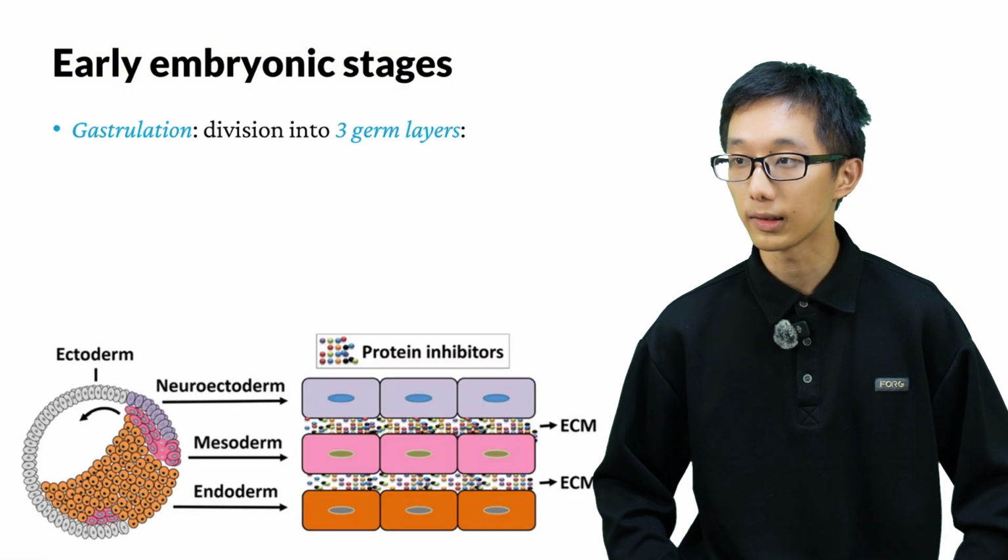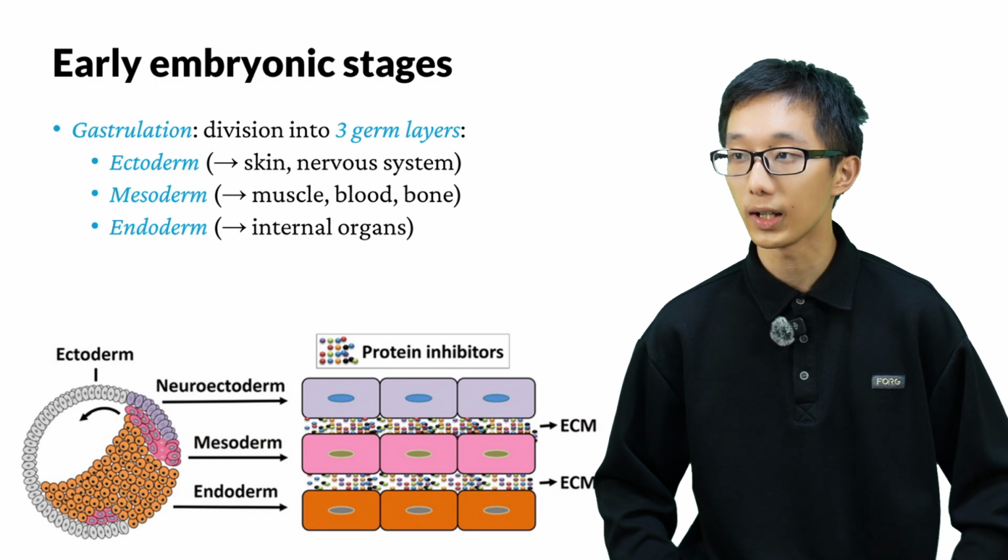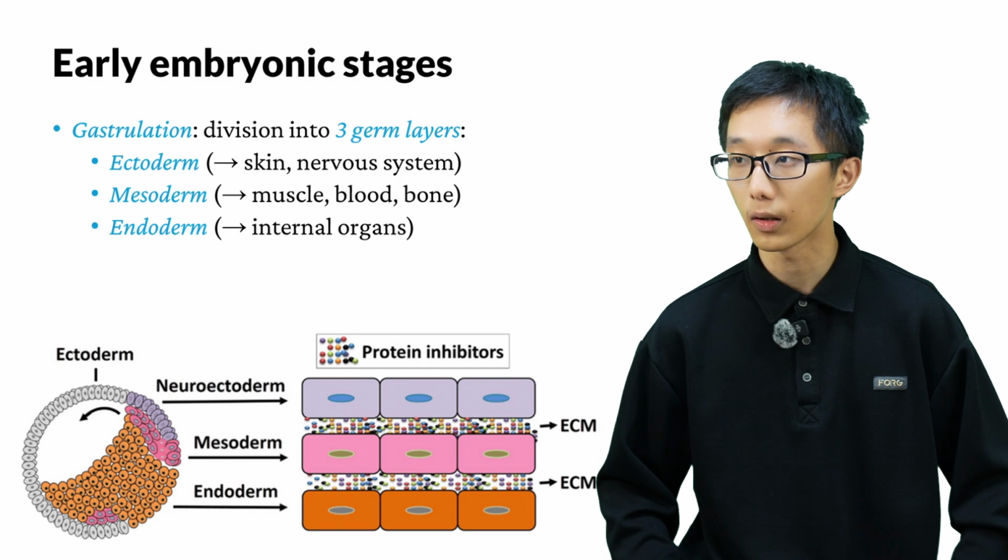In the blastocyst, we have a process called gastrulation. That means the blastocyst is divided into 3 germ layers. They are the ectoderm, the mesoderm, and the endoderm. The ectoderm eventually develops into the skin as well as the nervous system. The mesoderm develops into muscle, blood, and bone. In other words, muscle and connective tissue. And the endoderm develops into the internal organs.